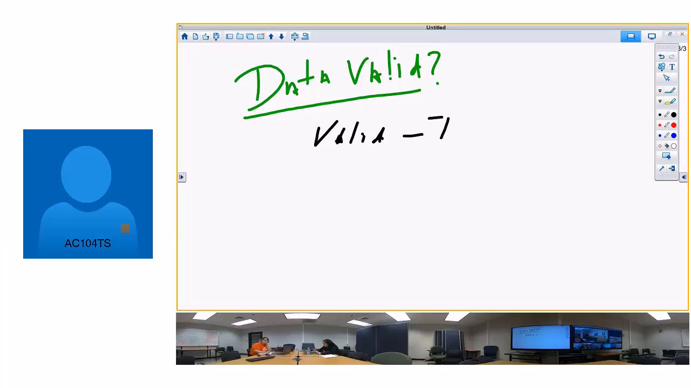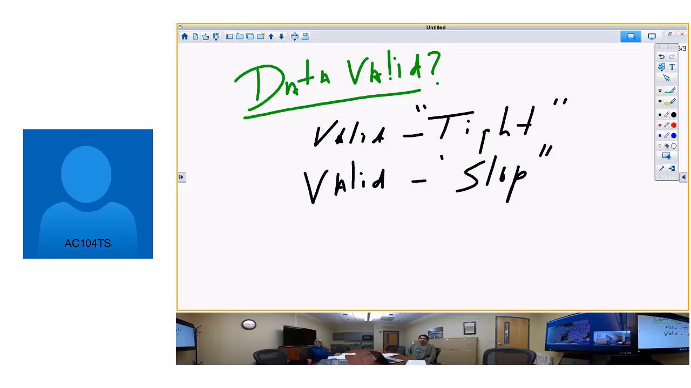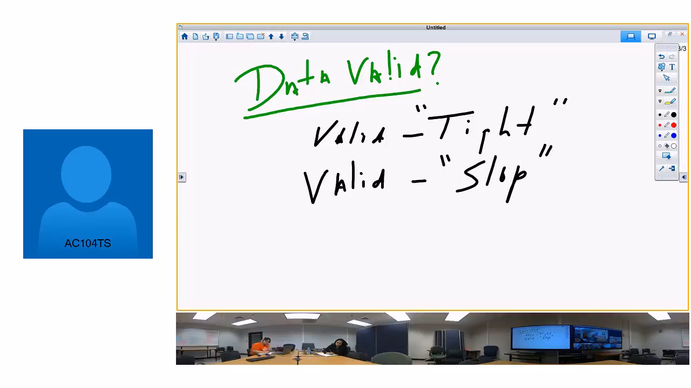Now, valid. I'm not going to use the word valid. I'm going to use the word tight. Okay? And for not valid, I'm going to use the word slop. Okay? And I usually go into a discussion about what the difference between tight and slop is.